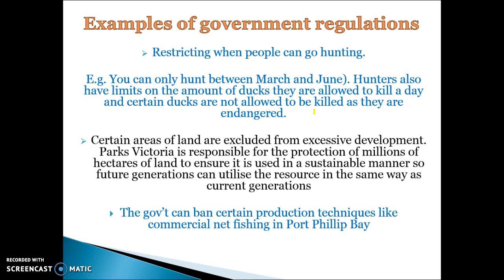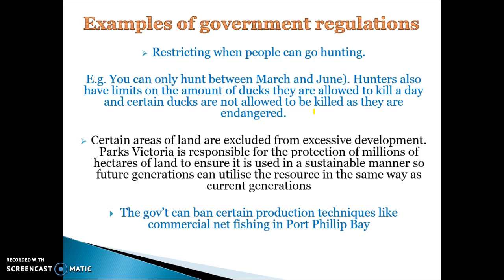So examples of government regulations, for example, a common access resource may be something like ducks, so there may be restrictions on when people can go hunting. So you may only be able to hunt between certain months, like March and June, or you have limits on the amount of ducks they're allowed to kill a day, or certain ducks are not allowed to be killed as they are endangered. So they're all examples of how we can preserve a common access resource, in this case ducks or other animals that are hunted.